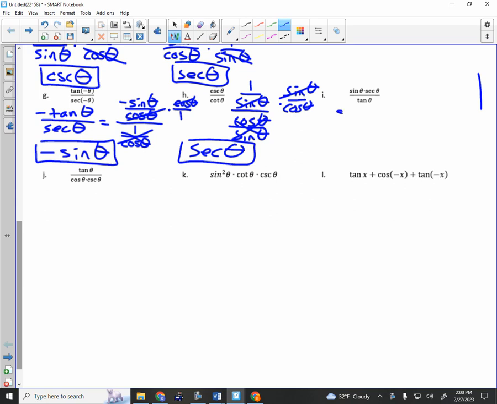I have sine over 1 times, what is secant? 1 over cosine. And it's just by seeing that secant is 1 over cosine that I can see the answer is 1. Because what do you get on the top? Everybody see tangent on top? And what do you have on the bottom? You have tangent on the bottom, or sine over cosine. And so you can see that produces 1.